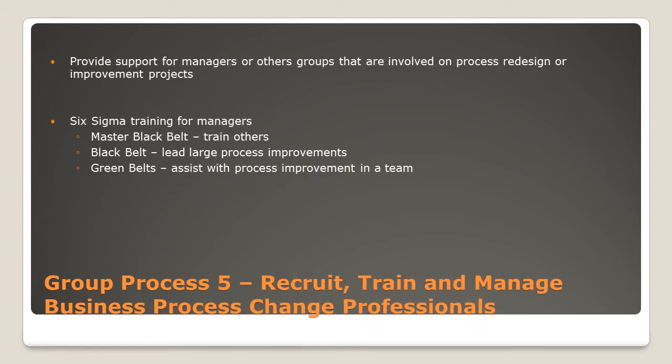The BPM group can also recruit, train, and manage the business process change professionals in the organization. They provide support for managers or other groups that are involved in process redesign or improvement projects. Six Sigma training might be provided for managers with different responsibilities, such as training individuals to be master black belts that train others, training individuals to be black belts, who lead large process improvements, and training individuals to be green belts who assist with a process improvement in a team, in a temporary time frame.